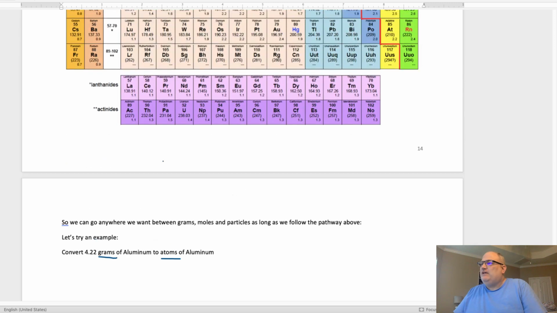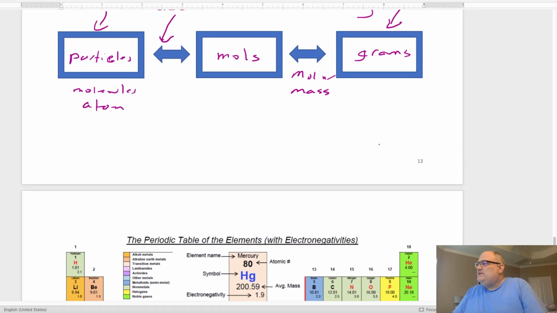Now, if we take a look back at our table up here, that would be starting over here at grams, right? And we need to get over here to atoms, since atoms are a particle. But there's no way to do that directly. So first we have to go from grams to moles, and then we have to go from moles to particles.